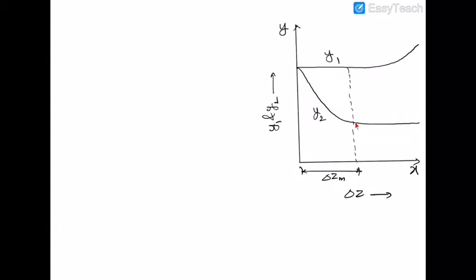When we further increase the height of the hump beyond delta Zm, then to cause the flow, the specific energy at section 1 should be increased, and in order to increase the specific energy at section 1, the depth of flow at section 1 goes on increasing with the height of hump, whereas the depth of flow at section 2 will remain constant and its magnitude will be equal to Yc, that is critical depth of flow. Clear?